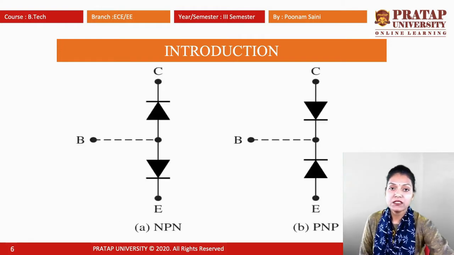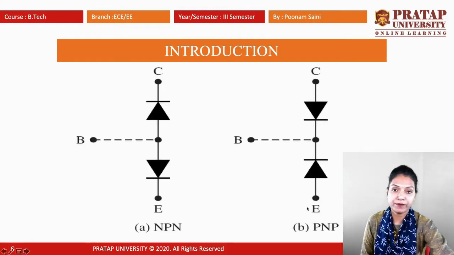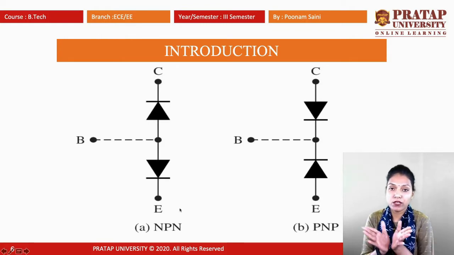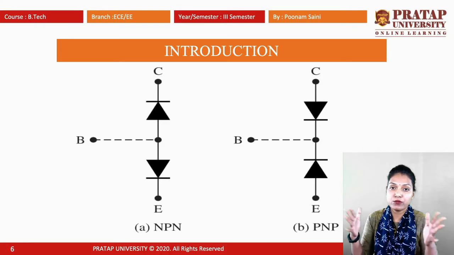So this is the normal NPN and PNP circuit symbol. You can see in NPN the arrow is at this position, and the diodes are connected in this format, and in PNP the diodes are connected in this format, like the cathode is connected to cathode and the anode is connected to anode. You can see in NPN both are in opposite directions, and in PNP both are in the opposite direction.